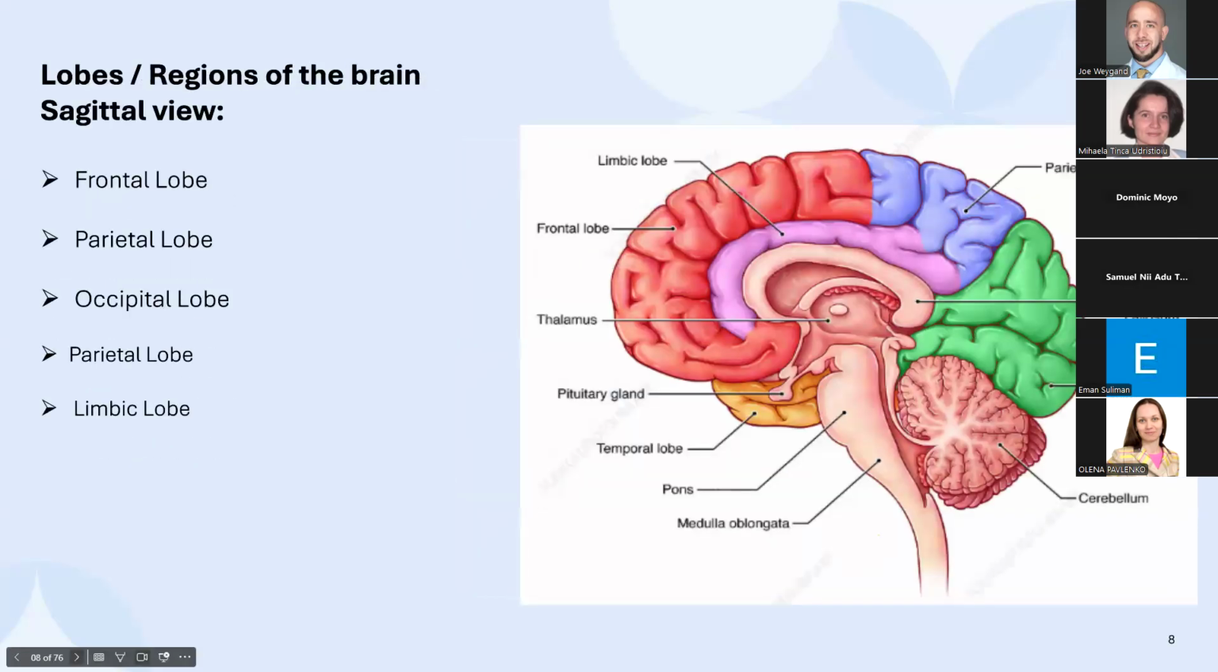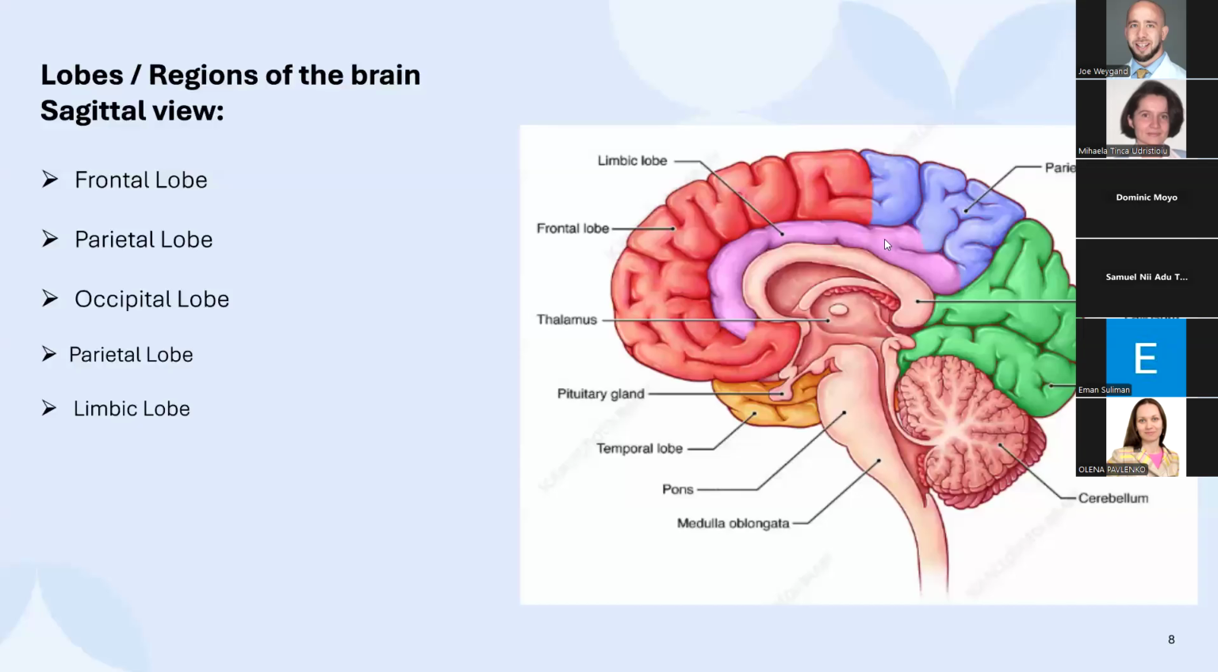Okay, so these are the lobes or regions of the brain from a sagittal view. We cut the brain in half, and now we're looking at it from the medial side. This is the frontal lobe here, shown in red. This is the anterior or the front, and this is the posterior. So this lobe, the red one, is the frontal lobe. And here, this is the parietal, this is the occipital, and this is the temporal.